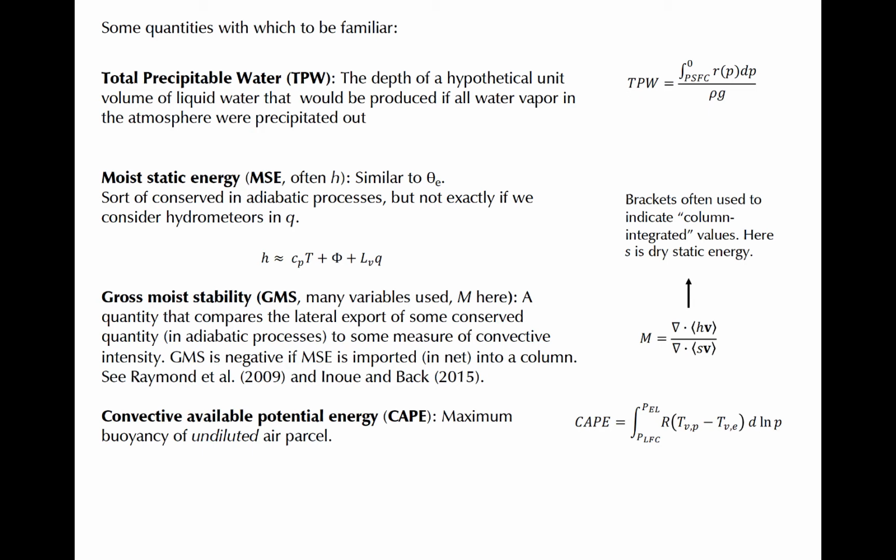The total precipitable water is the depth of liquid water that would be produced in a unit area if all the water in a column were condensed and rained out. It is related to the column relative humidity discussed in the first module. High values of TPW, say above 55 millimeters, correspond to values of column relative humidity that are sufficient for widespread deep convection.